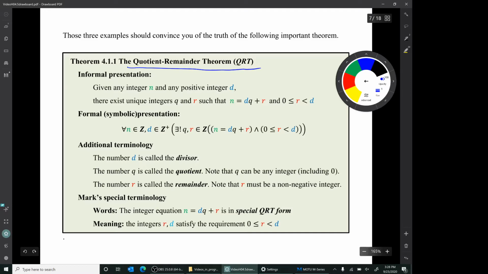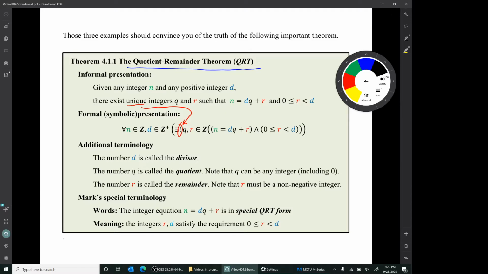In a symbolic presentation that is written formally, the theorem looks like this. Here's our for any green integer n and any blue positive integer d, there exists a q and an r that makes all this stuff true. But there's a new symbol in this formal presentation. This symbol, the exclamation point, is the symbol for unique. So there exist unique integers q and r, such that this equation is true and this inequality is true.